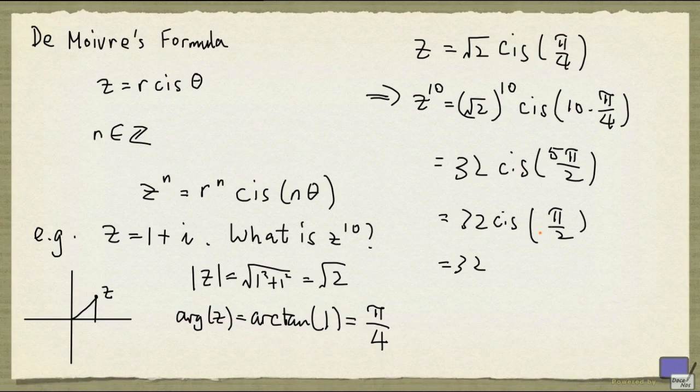Now, what is cosine pi over 2? Cosine pi over 2 is 0, whereas sine of pi over 2 is 1. So cis of pi over 2 is simply i. And so 32i is z to the 10th power. Now, as an exercise, you can try to calculate z to the 15th power and see what it is.